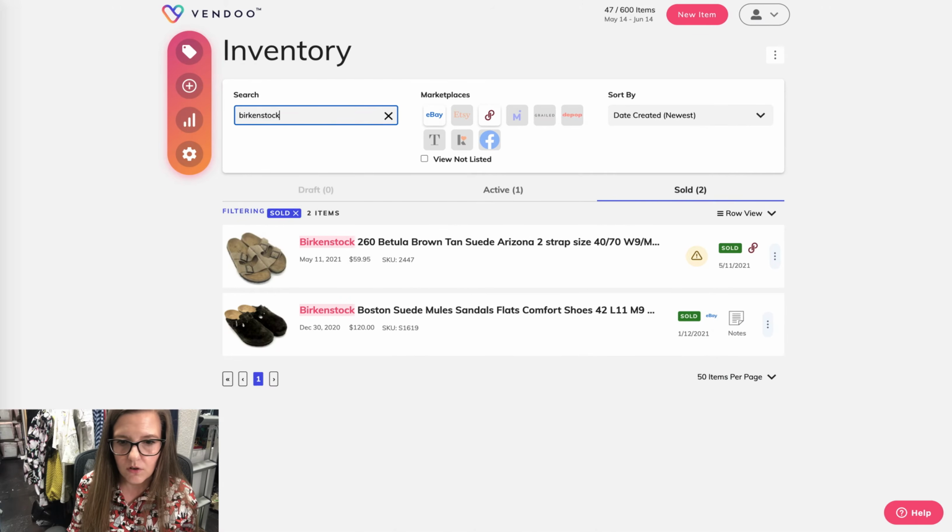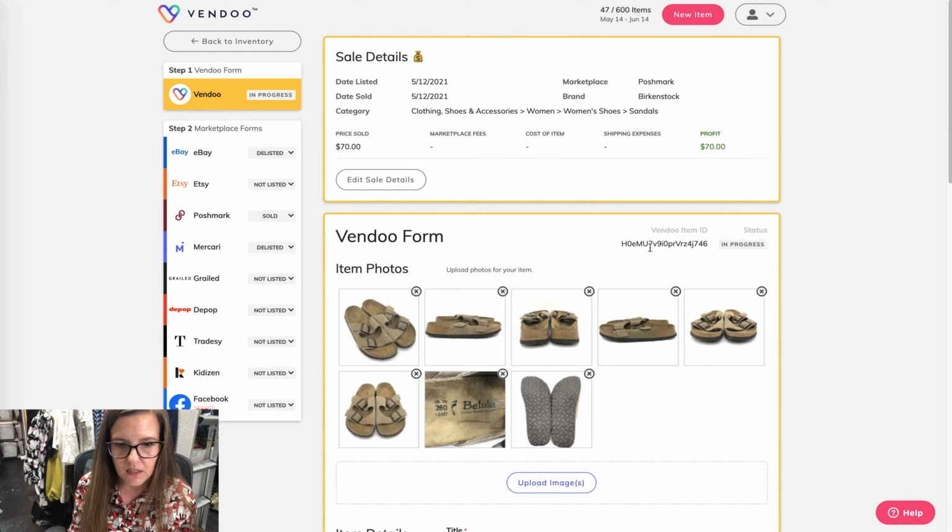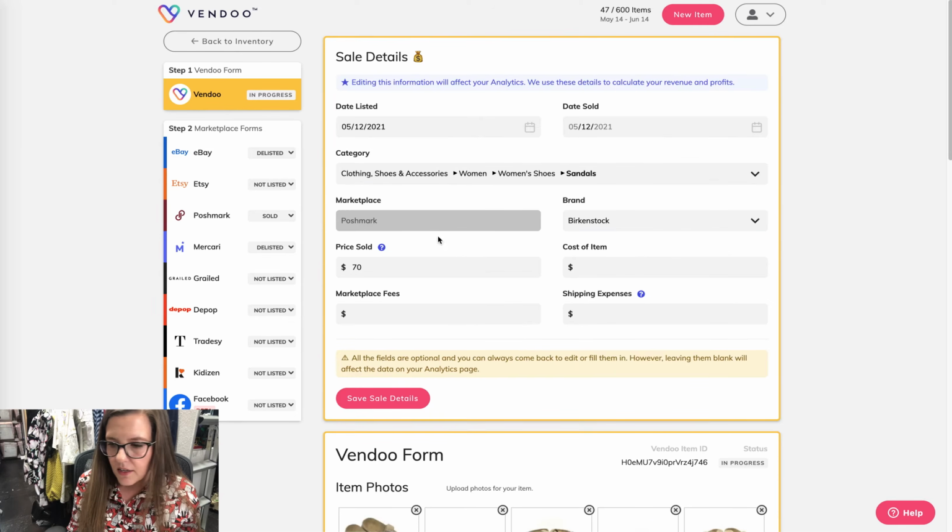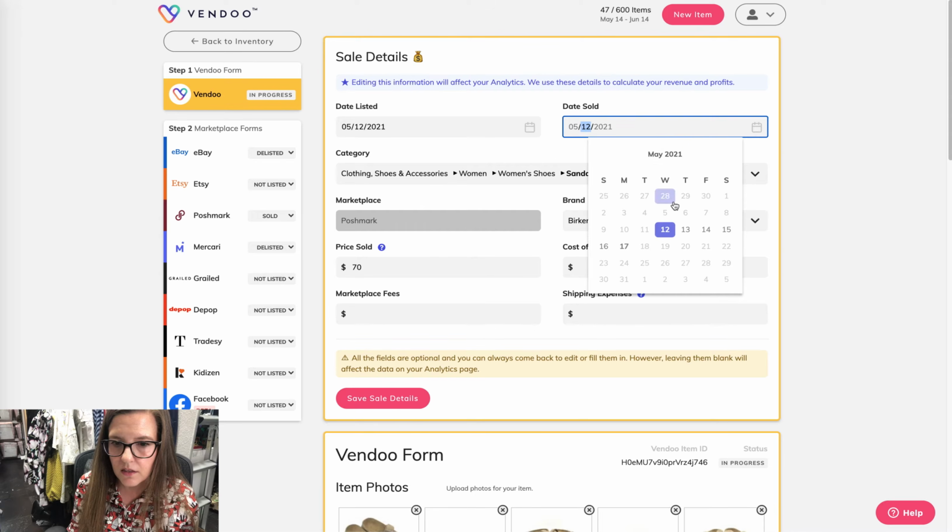Birkenstocks, these sold so fast, within 10 seconds. Edit sale details, they sold, whoa. They sold on the 11th.